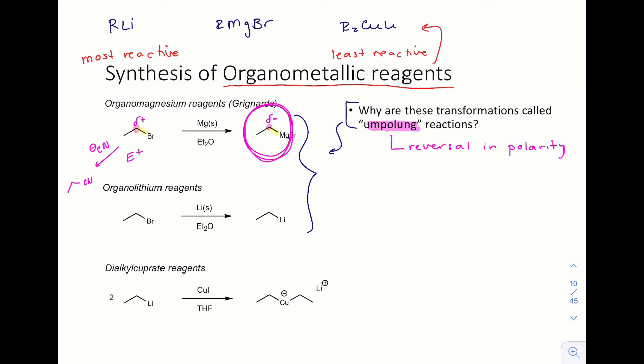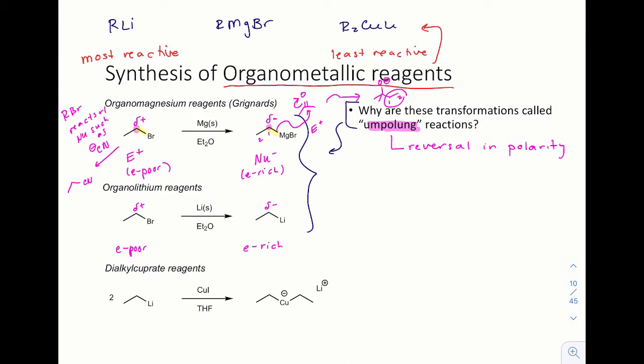It's nucleophilic, it's electron rich. Magnesium has added electrons into that carbon-bromine bond. So instead of reacting with nucleophiles, organometallic reagents react with electrophiles such as epoxides, or in this case, I've drawn a carbonyl compound, a ketone.